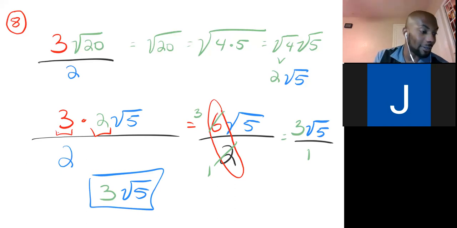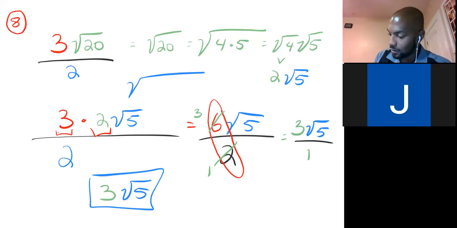3 times rad 5. And the radical symbol does look a little like the division symbol, doesn't it? I must do better to write my radical symbols. That's a good point. On your test, make sure that you write your radical symbols clearly, okay? Moving on.